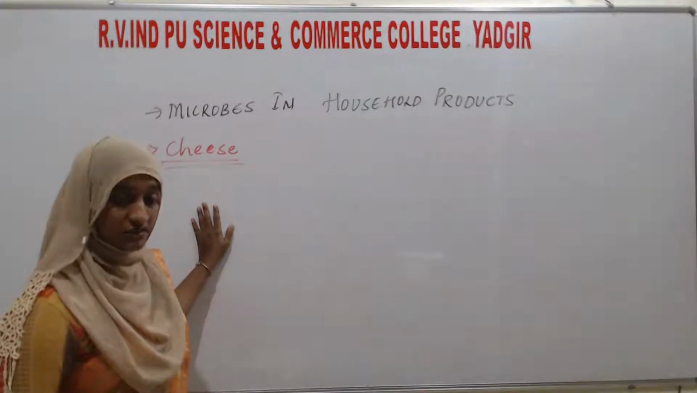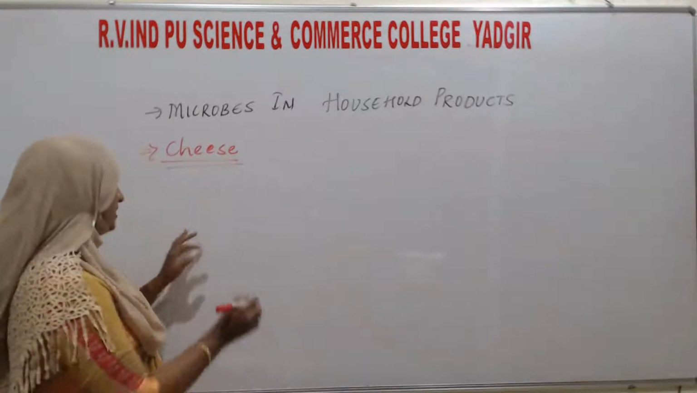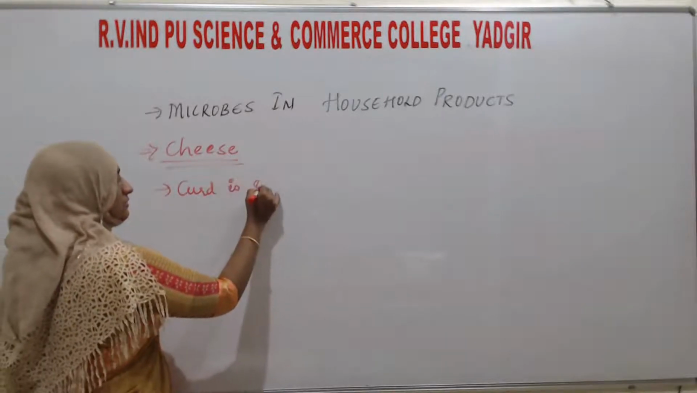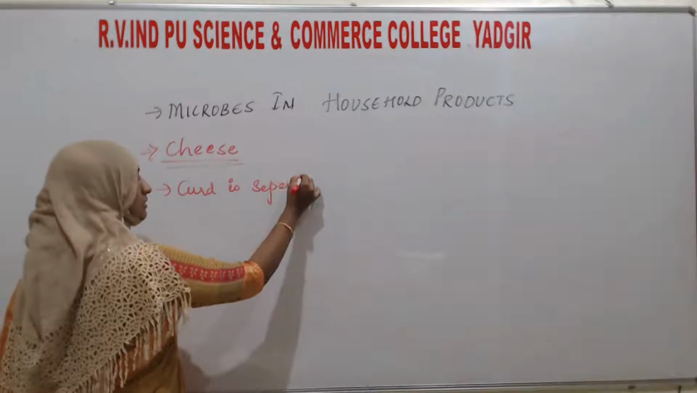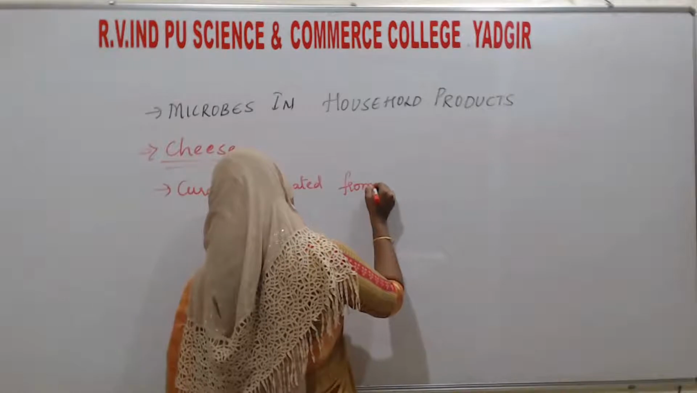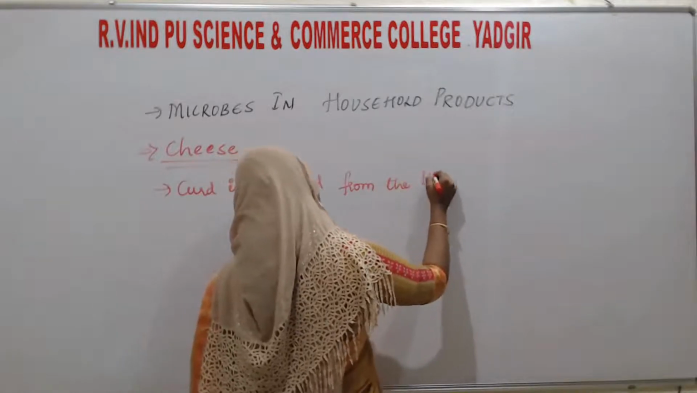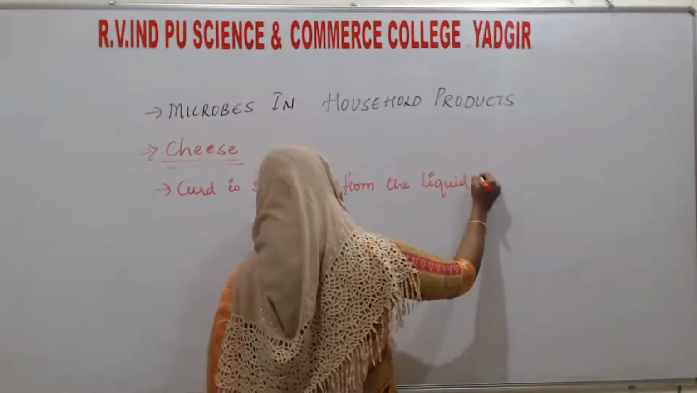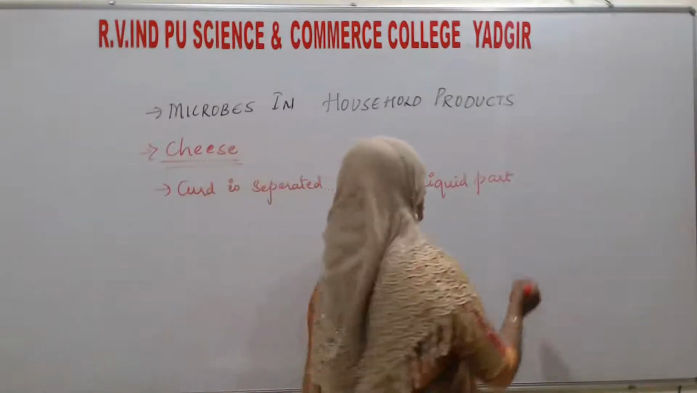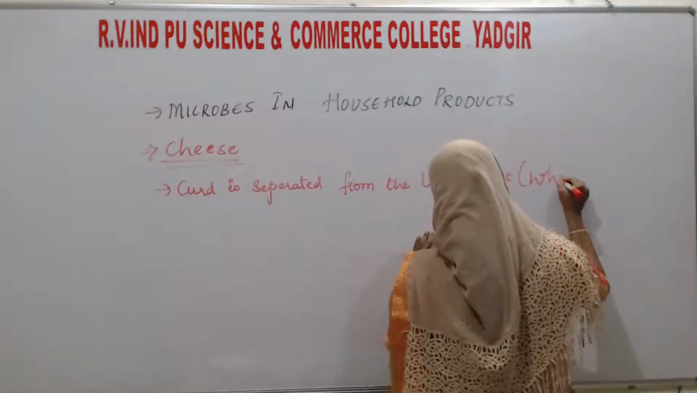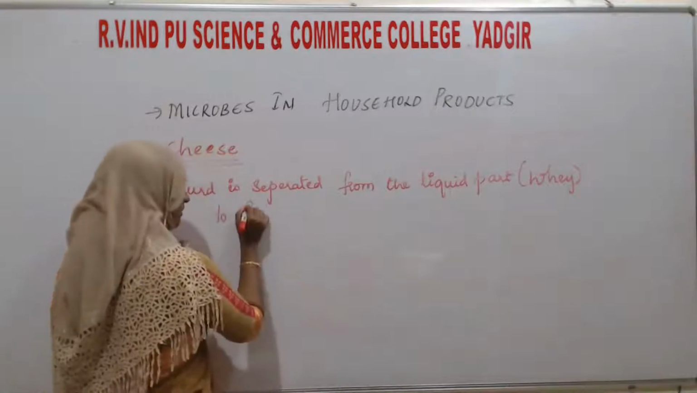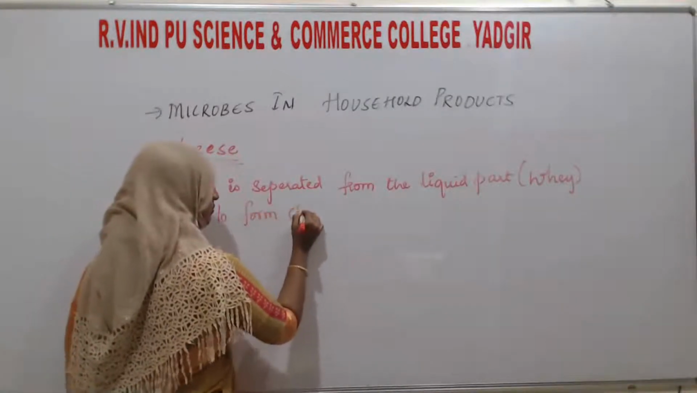What is cheese? The curd is separated from the liquid part, and that liquid part we can call as the whey. What is whey? So to form cheese.